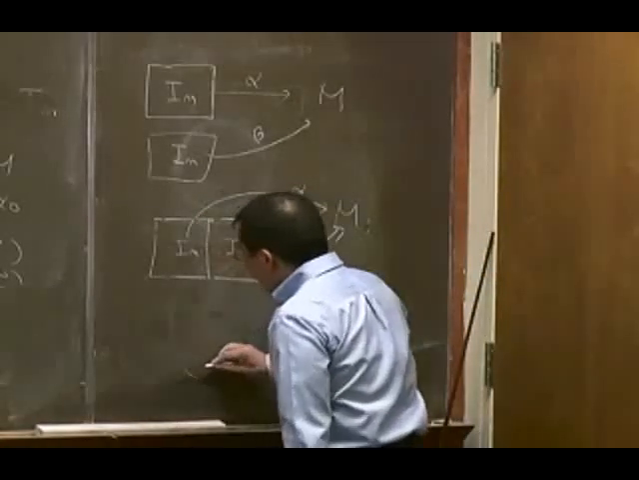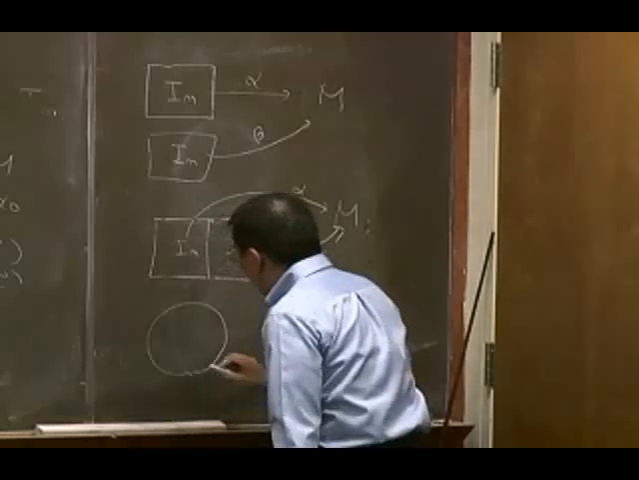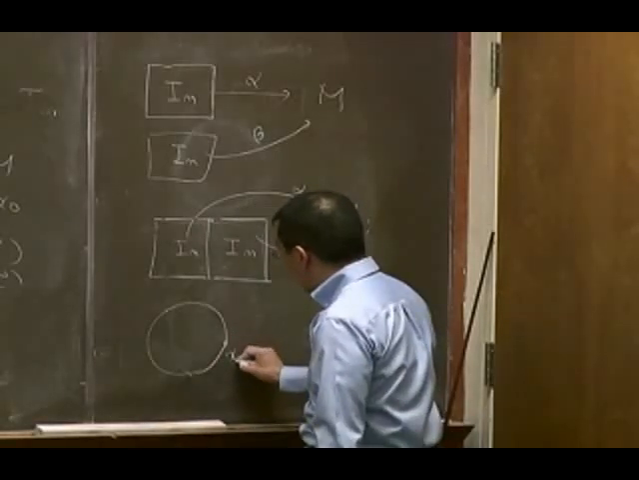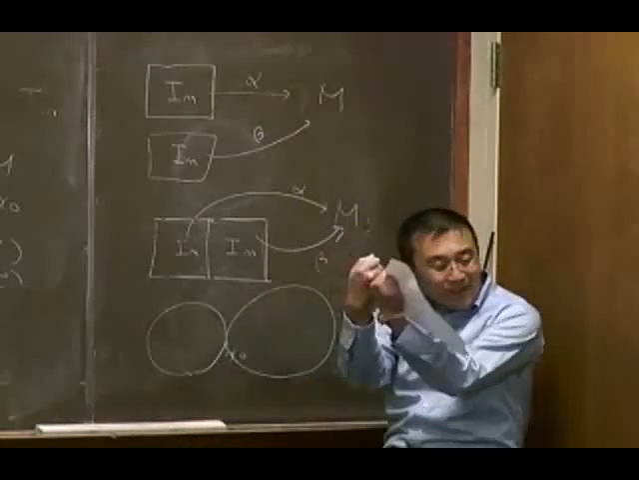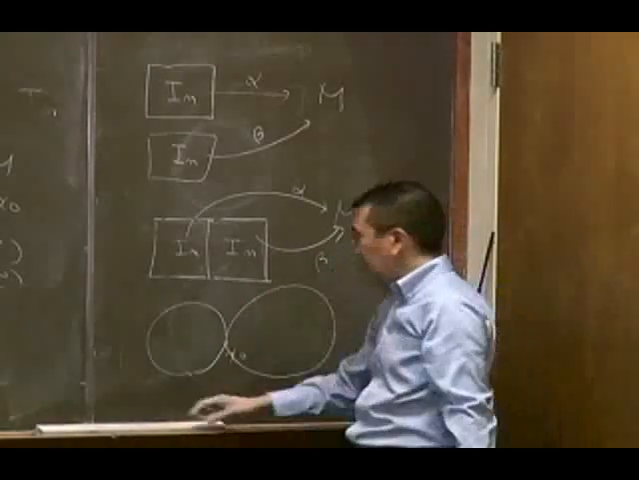Pictorially, it is just like considering two n-dimensional spheres with base point x0, and another n-dimensional sphere with the base point, and they are joined together by sharing this point.